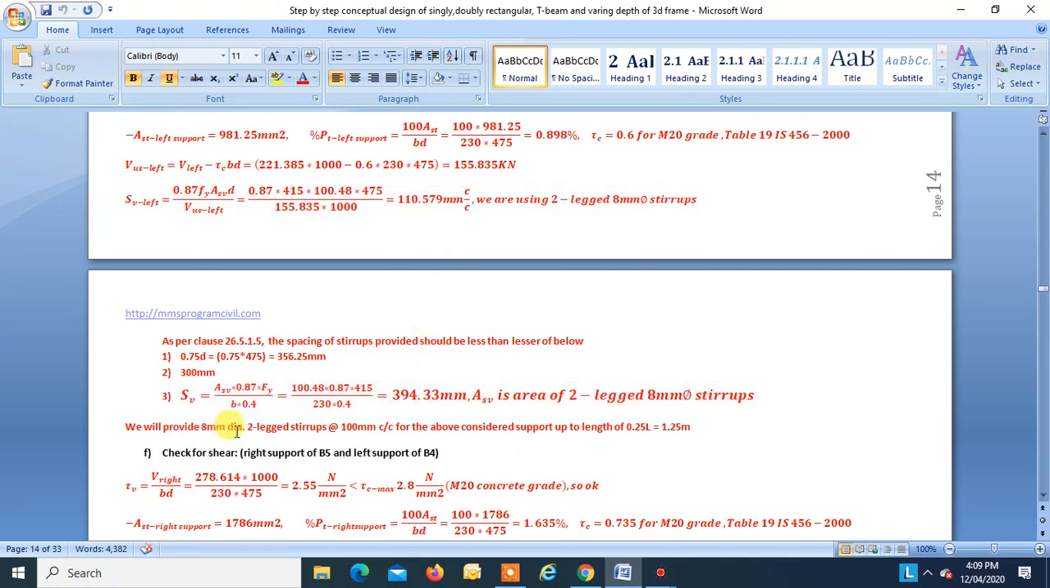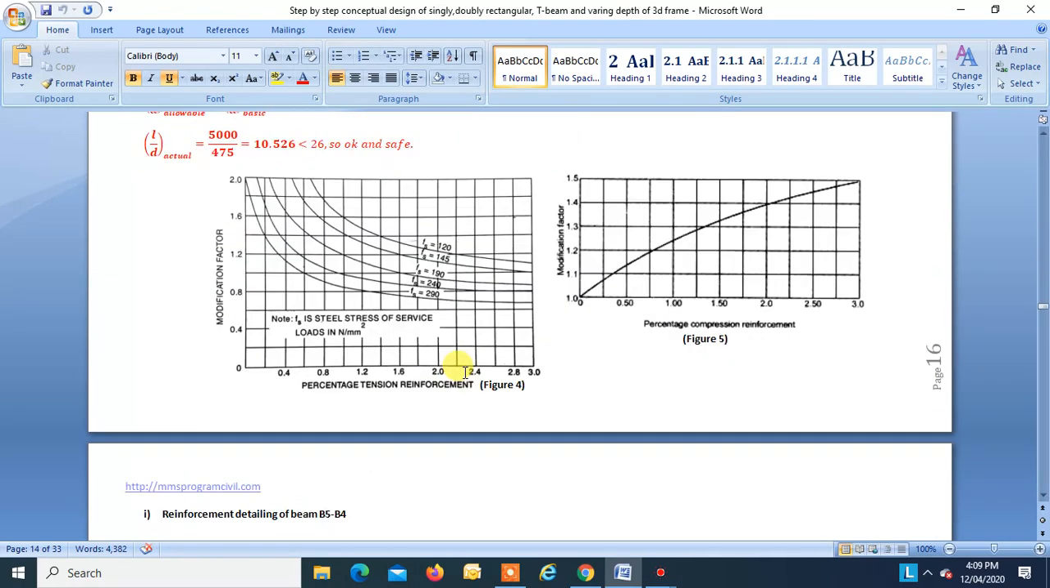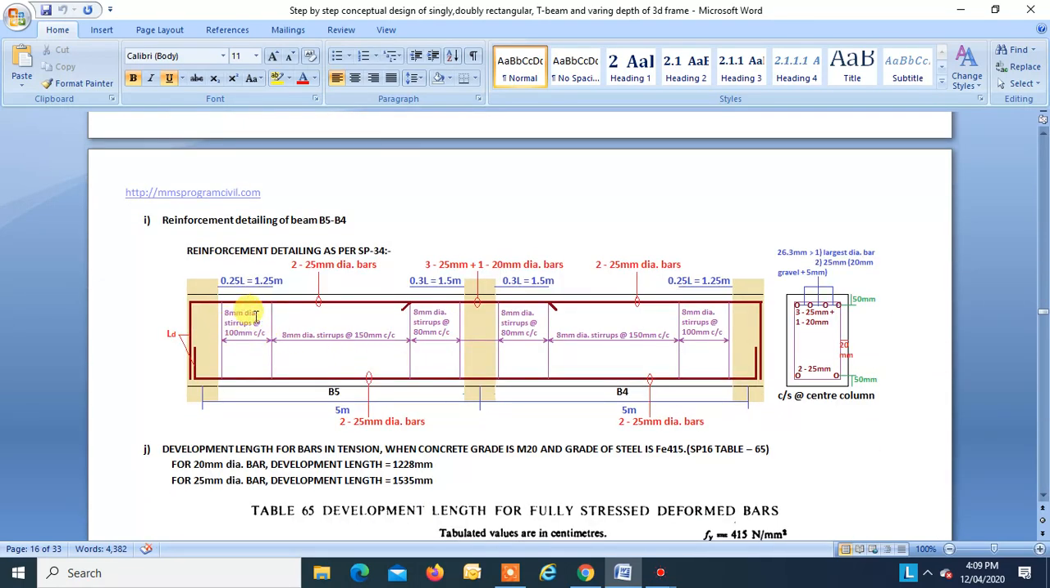So we will provide two-legged 8 mm diameter stirrups at 100 mm center to center for a distance of 1.25 meters from left. We will see it in detail. 8 mm diameter at 100 mm on left. So this has to be provided here also, right?